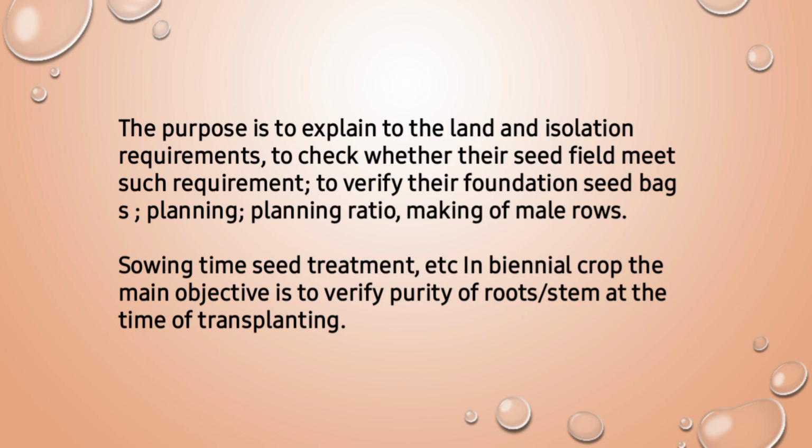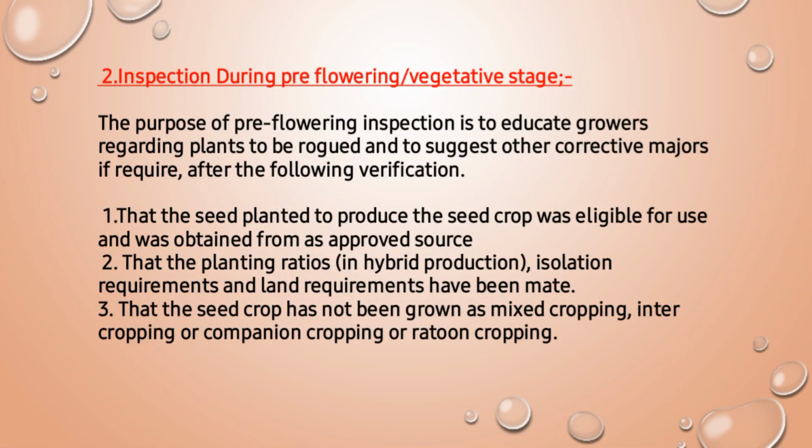The purpose is to explain the land and isolation requirements and to check whether their seed field meets such requirements. Sowing time treatment: seed treatment in biennial crops, the main objective being to verify purity of root stem at the time of transplanting. Second, inspection during pre-flowering or vegetative stage.